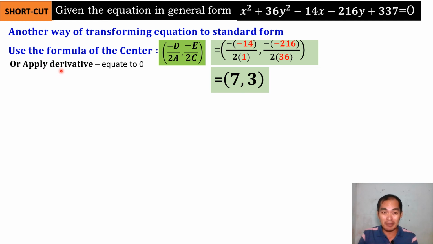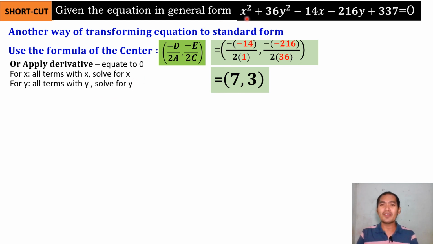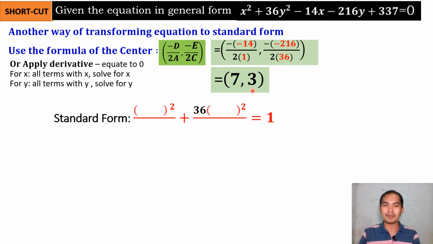Take the derivative of all terms with x and the derivative of all terms with y and solve for x and y. Paano yon? Ganito. Itong x squared and negative 14x, get the derivative, we have 2x minus 14. Transpose to the other side, positive 14. Divide by 2 is 7. So it's like that. Then here, 36 times 2 is 72. Equals 216. 216 divided by 72 is 3. That is why that's the center.